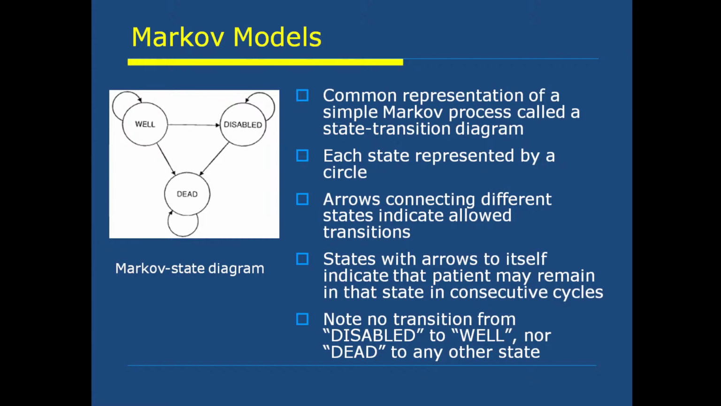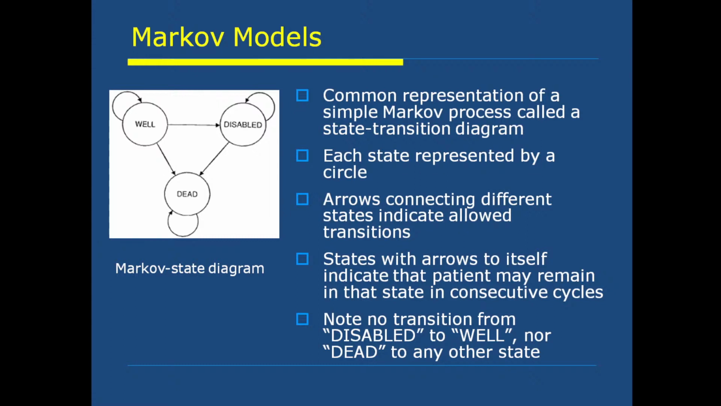On this slide, you see a Markov state diagram. There are 3 states for the patient: well state, disabled state, and dead state. This is a common representation of a simple Markov process called the state transition diagram. We have 3 different states, and we have lines as transitions from one state to another. Each state is represented by a circle.